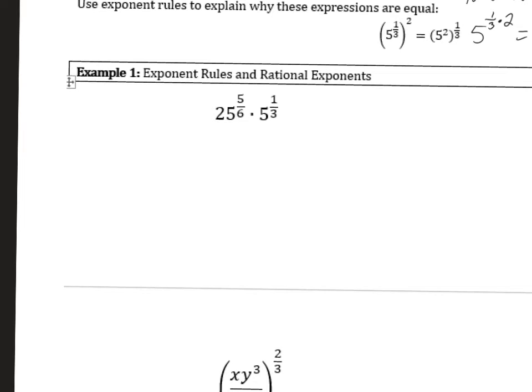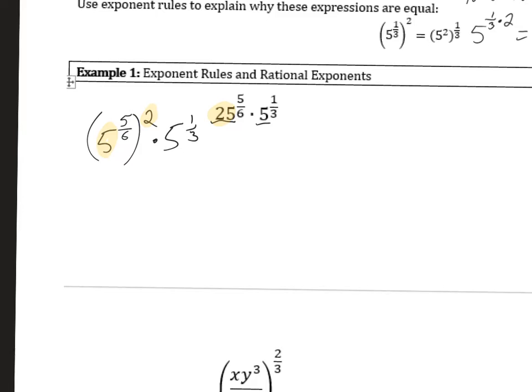Okay, so, exponent rules and rational exponents. This very first one is probably the hardest one that you're going to see. So let's just go ahead. I want to make these both have the same base. So the 5 and the 25. How can I make 25 look like 5? Well, 25 is just 5 squared, right? So really, I have 5 to the 5/6 squared times 5 to the 1/3. So does everyone see where that came from? I got this 5 from saying 25 is equal to 5 squared.